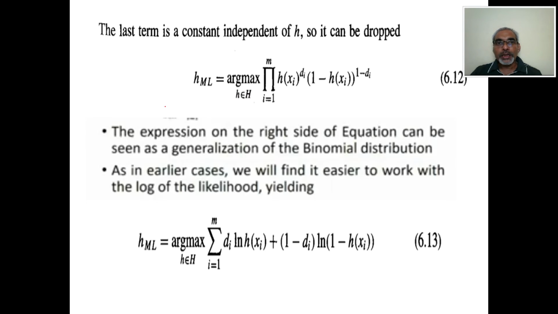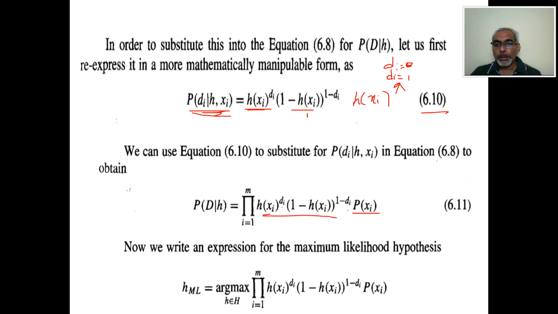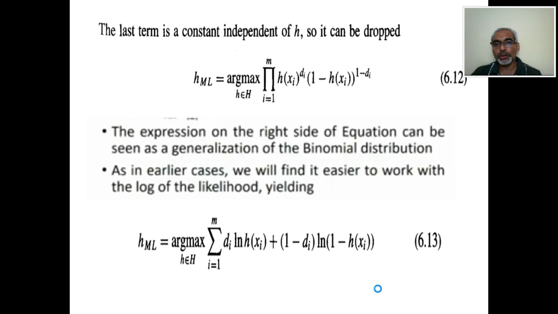So now when you consider this expression, the last term is a constant independent of H, so we can remove that. What is that last term here? P of xi. Now this is for i equal to 1 to m, and here argmax for hypothesis H. Now this is the probability of the instance xi. Nowhere are you associating with any hypothesis, so we can treat this term as a constant and remove it. So now once you remove that term, your equation becomes h of ML equal to argmax of product of i equal to 1 to m, h of xi to the power of di into 1 minus h of xi to the power of 1 minus di.